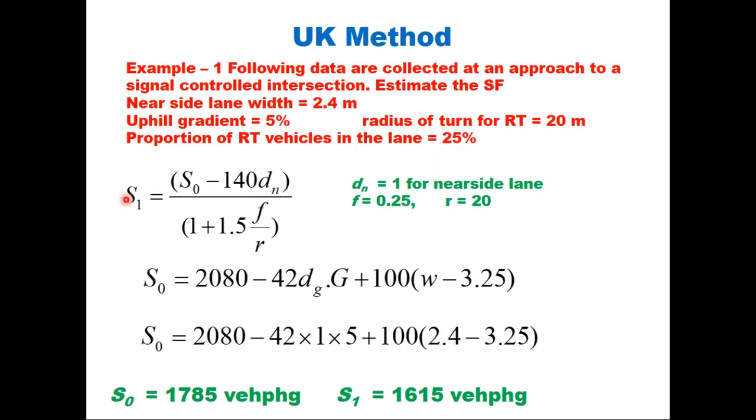Okay, so we calculate S1 by this equation, S0 is given by this equation. Now here DG is 1 because it's a 5% uphill gradient, and G is 5%, W is 2.4 meter. So you can calculate S0 as 1785. You put this value here. Now DN is 1 for near side lane, and F is 25%, R is 20 meter. So you calculate S1 here, and that will be 1615 vehicles per hour of green. That is how the saturation flow is estimated using UK method.